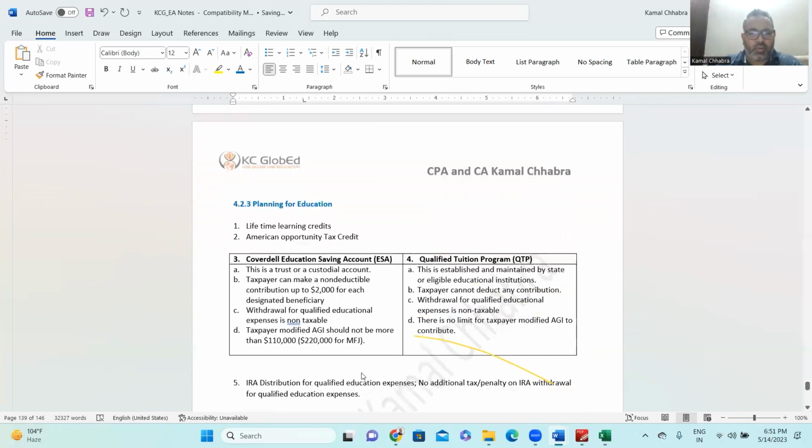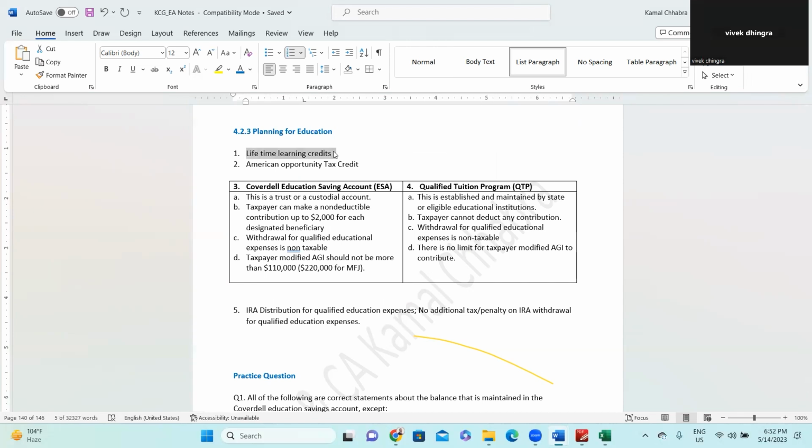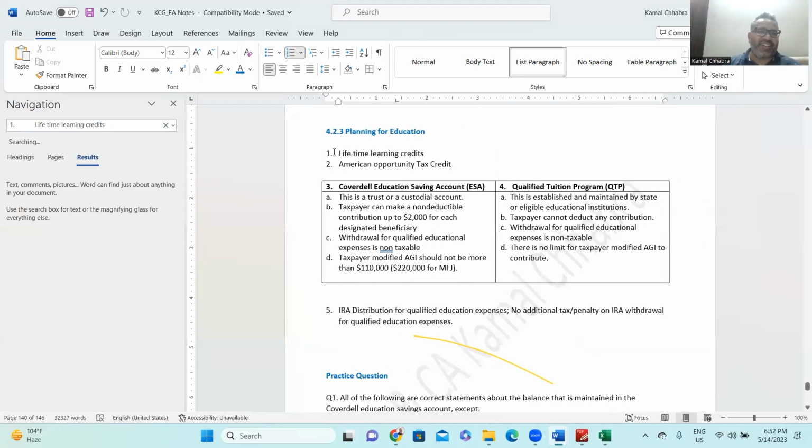Okay, so now we are jumping to the next topic, which is planning for education. In education, hope you remember lifetime learning credits, which we have discussed, right? The American opportunity tax credit, that also we discussed in chapter 3. Hope you remember them, or do you want me to quickly walk you through again? Clear, sir, clear. Are you sure?